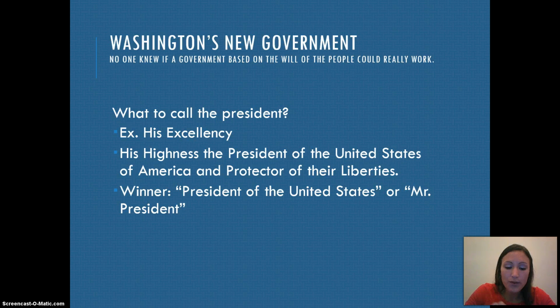One of the first things Congress talked about is, what should we call the president? John Adams was the head of the Senate, and he went on and on about what we should call the president. The senators were getting tired of hearing this over and over again. Some of the things they thought about calling him was His Excellency. They thought that was too king-like. Another one, His Highness the President of the United States of America and Protector of their Liberties. A mouthful. And the winner was President of the United States, or simply Mr. President.